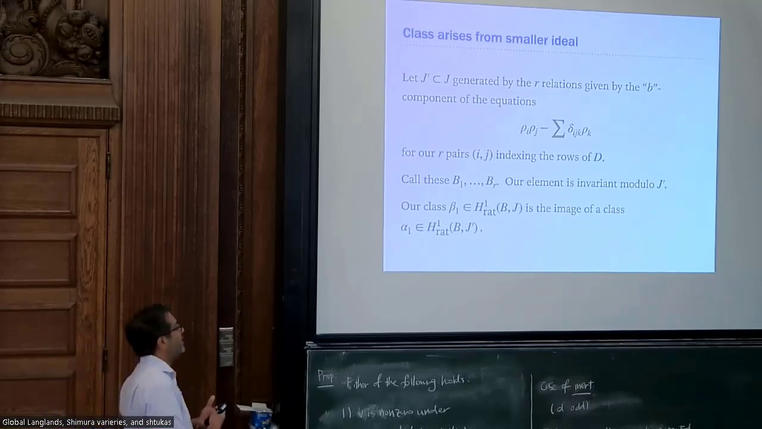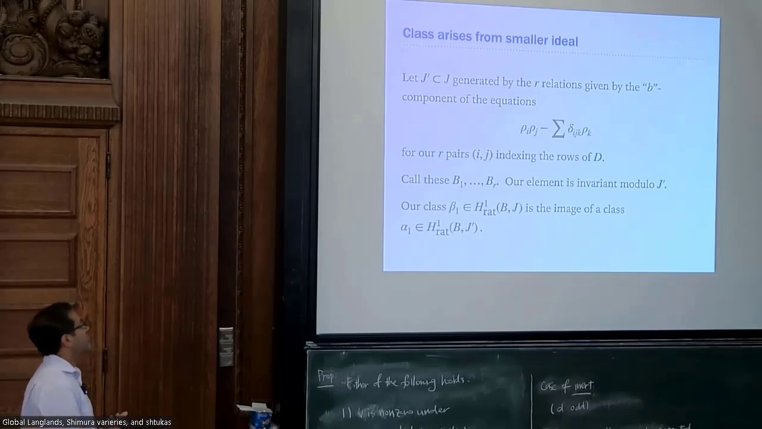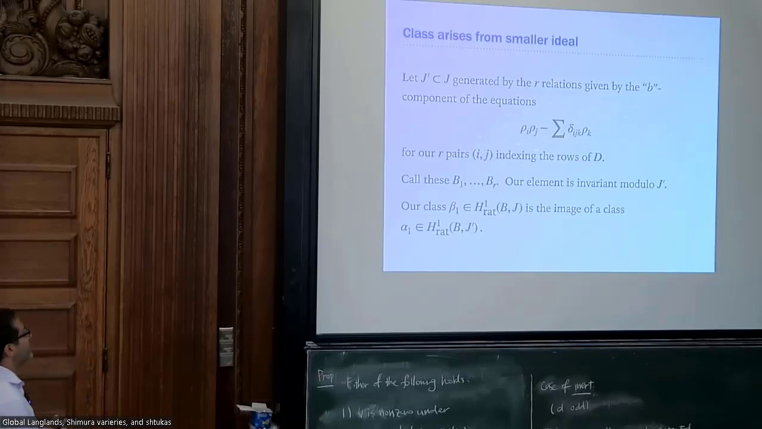It's invariant under this Borel. I haven't given you that proof, but it turns out that in showing that result, there's a smaller ideal that you can take rather than all of J, which was the ideal generated by all four coordinates of these matrices. It turns out that you only need to use the B components of these equations in order to get the invariance.